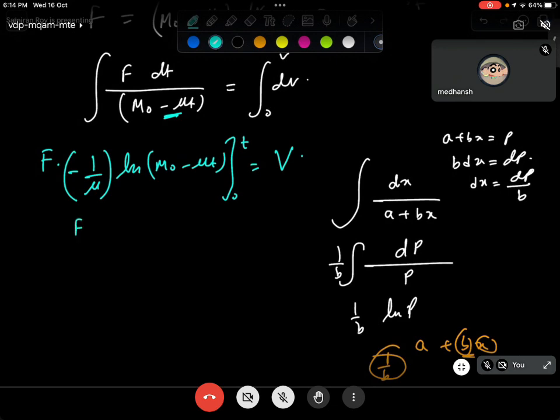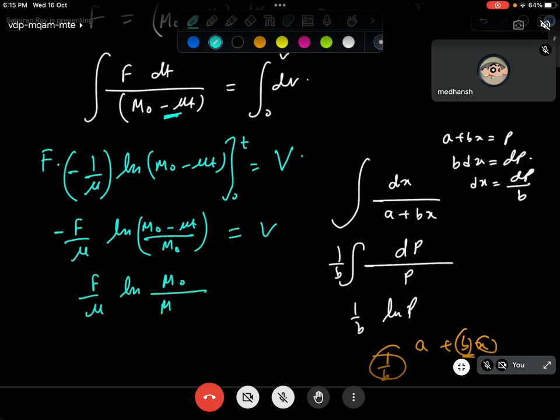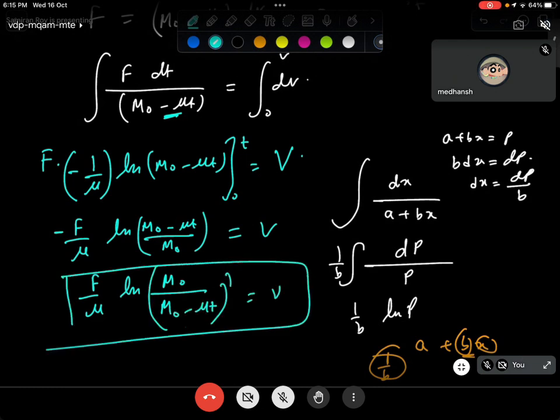So now you will get F by mu minus ln of, put t, m naught minus mu t divided by m naught. So minus, you just reverse that, equal to v. So you write F by mu ln of m naught by m naught minus mu t equal to v. Clear? So this is the answer. Okay. How much time is left? 15 minutes. Clear?